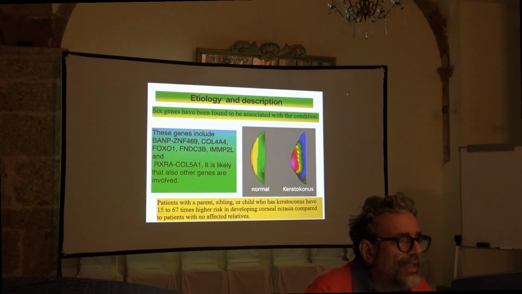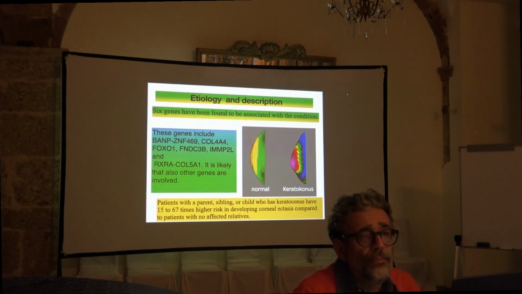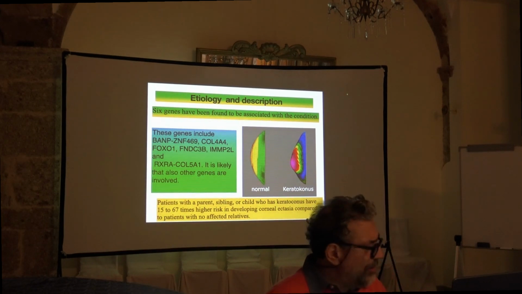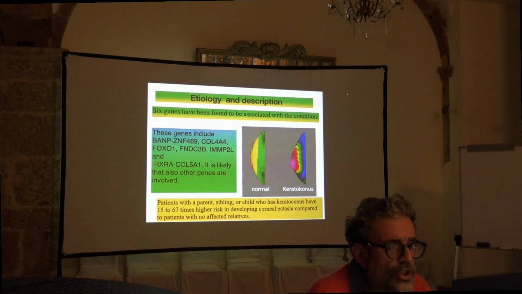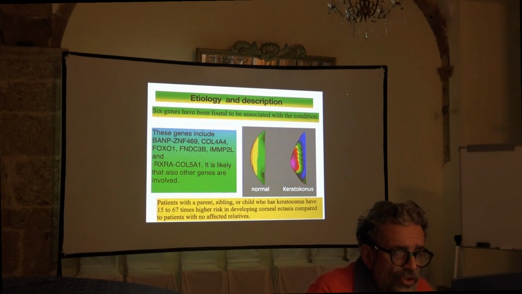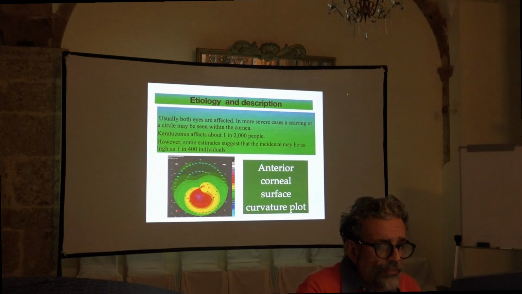I wanted simply to list the genes which Indo-European people have degenerated, causing this keratoconus. And on the right side, you can see the digital image reconstruction of the shape of a normal cornea and a keratoconus cornea. This is a genetic disease because if you have a parent, sibling, or child with keratoconus, you have up to 60 times higher risk in developing this pathology.